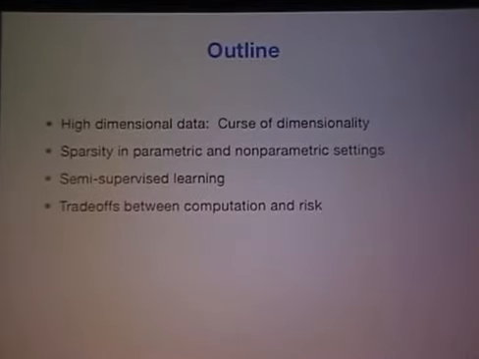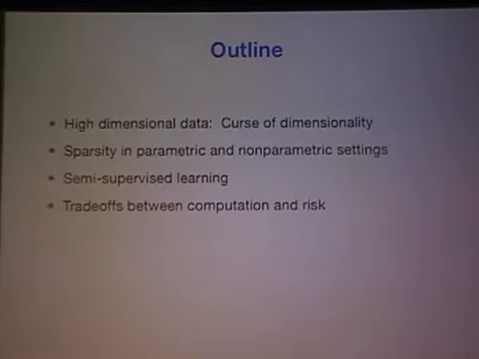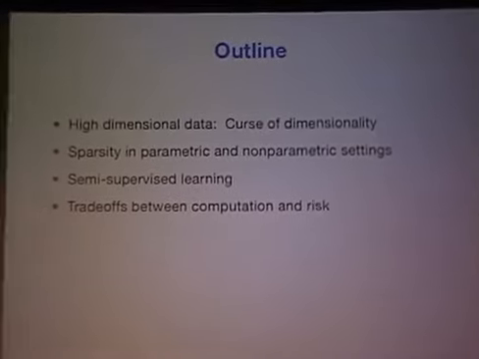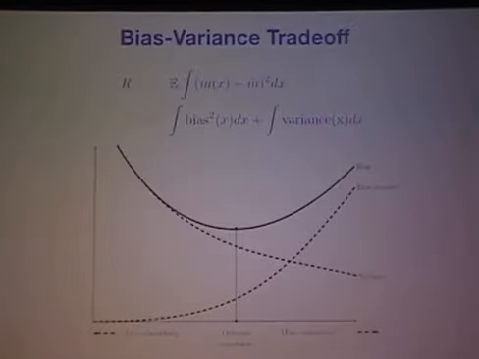I'm going to talk about basically two areas of work that I've been pursuing recently. One is sparsity in parametric and non-parametric settings, and also we'll talk about some recent work in semi-supervised learning. If I have time, and I expect I won't, I would say a little bit at the end about some recent stuff on trade-offs between computation and risk, but I don't think I'll get to that. So I'm mostly going to talk about sparsity and semi-supervised learning, but I'll give a little bit, by way of motivation and background, of some of the non-parametric inference.